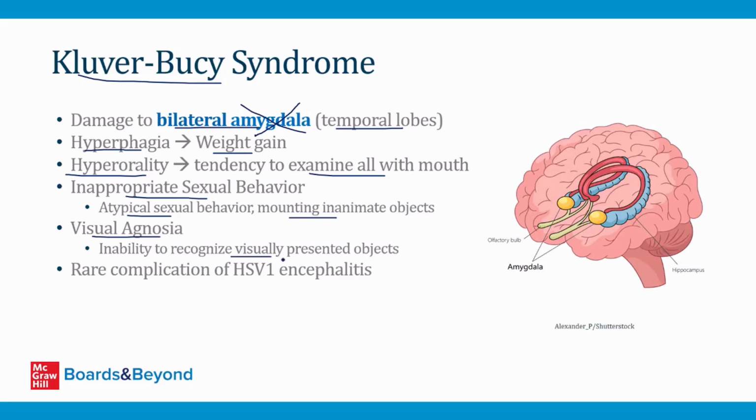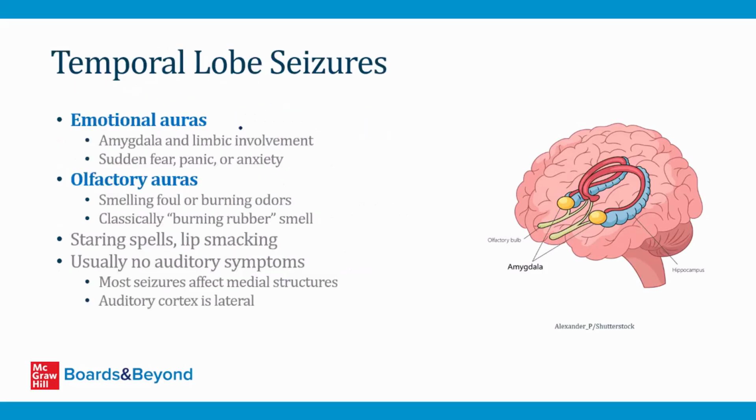And overall, this is a pretty rare syndrome, but the most common reason it happens is patients who have herpes simplex 1 encephalitis. Sometimes after that resolves, as a complication, there can be damage to the amygdala in both temporal lobes, and that can lead to this Kluver-Bucy syndrome. So now that we've talked about all that, hopefully you can understand some of the clinical features of temporal lobe seizures. Focal seizures of the temporal lobe are the most common type of focal seizures, and some of the clinical features that occur are shown on this slide.